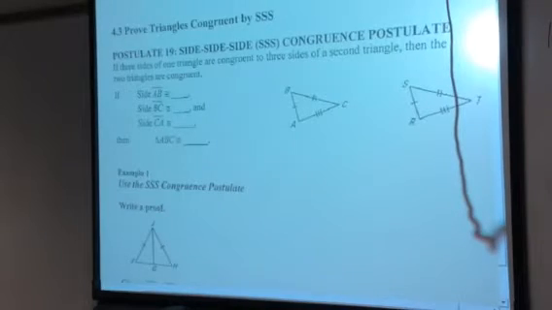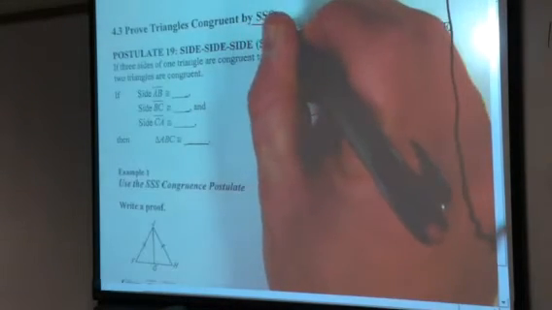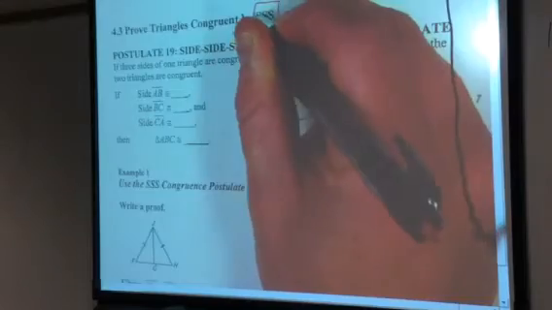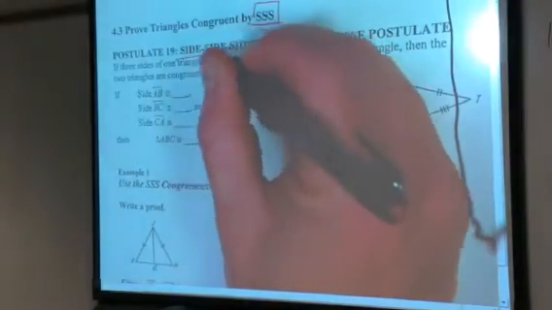parts of each triangle. And by parts, I'm either talking about the sides or the angles. So if you look at the top of these notes, it says prove triangles congruent by SSS. That's going to be the first one we learn. That is called side, side, side.